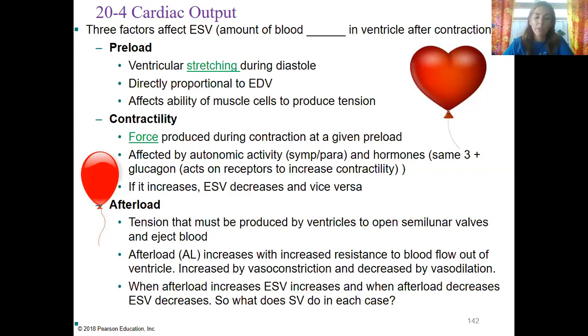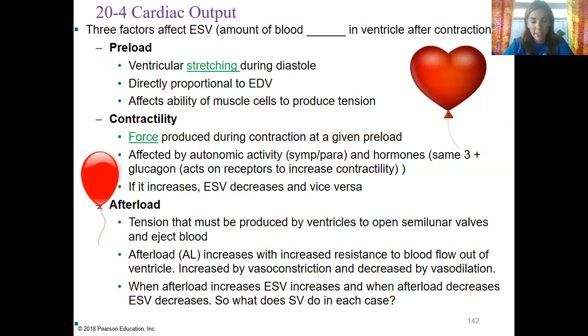So with preload, think about what I underlined in green: stretching. Contractility is force. Of course, this is going to be affected by the sympathetic and the parasympathetic side, as well as hormones, because these things can in turn affect your contractility. If contractility increases, then ESV decreases. So let's walk that through in our brain.